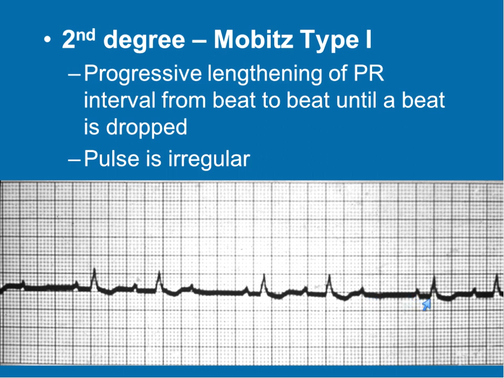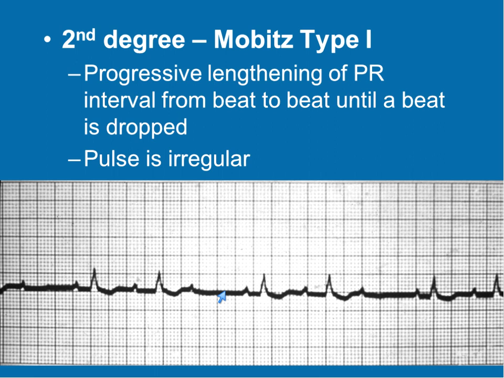As you glance at this strip, you should notice that the pulse is irregular. If you're feeling a radial pulse, you're going to feel this beat, bump, bump, bump, bump, bump, bump, with an irregularity there. When you measure PR intervals, you will see that they are not the same. Progressively longer until there's a missed beat.